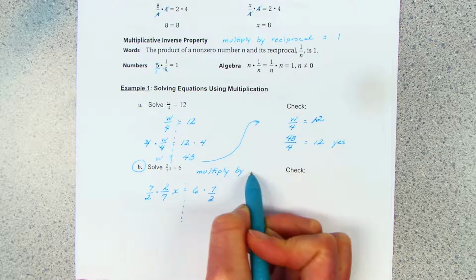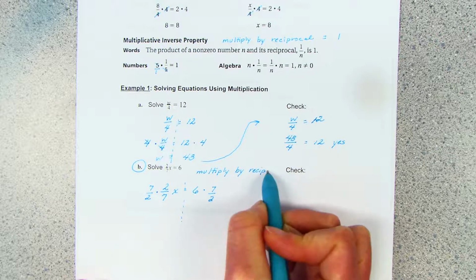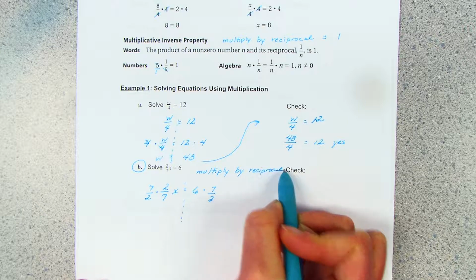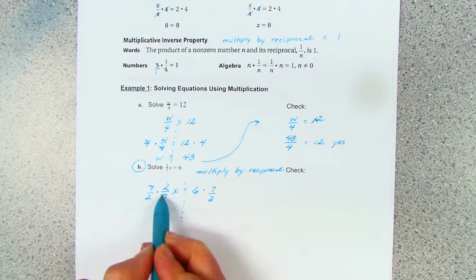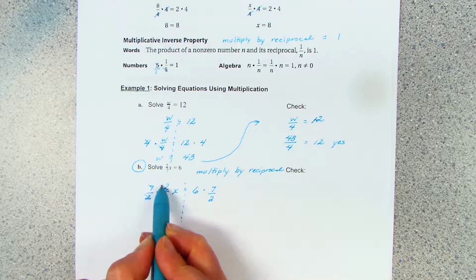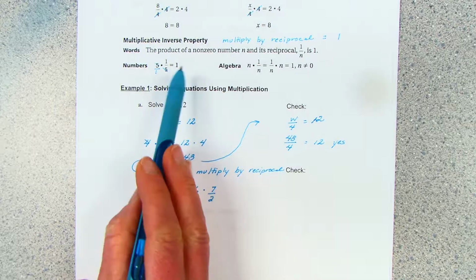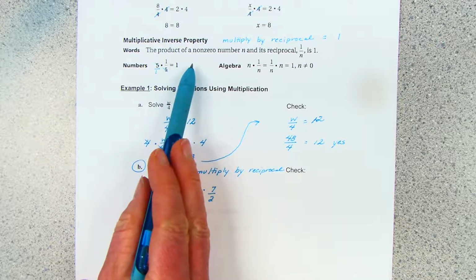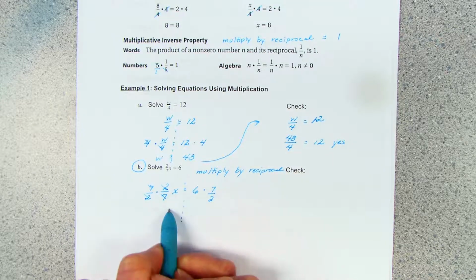Write the multiply by the reciprocal. Tattoo that on your arm or write it in permanent marker. Multiply by reciprocal. That's how you undo. So now the 7s cancel out and the 2s cancel out to leave us with 1. Isn't that what the multiplicative inverse property said? If I multiply by the reciprocal, then all this stuff cancels out and I'm left with just x.